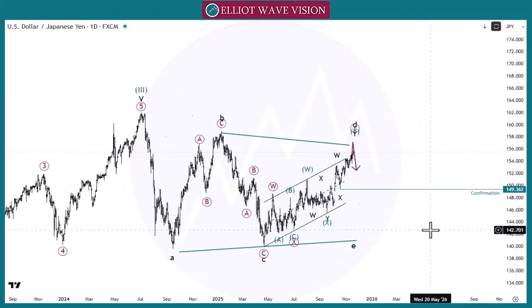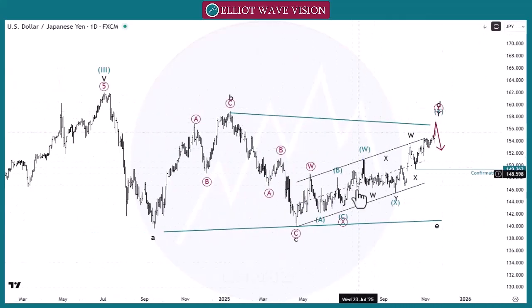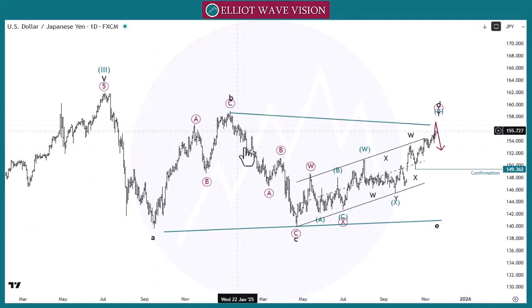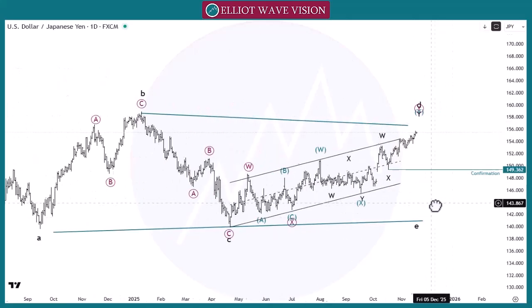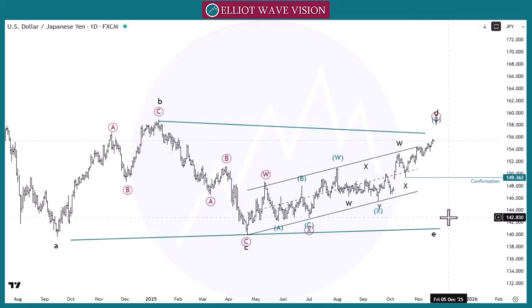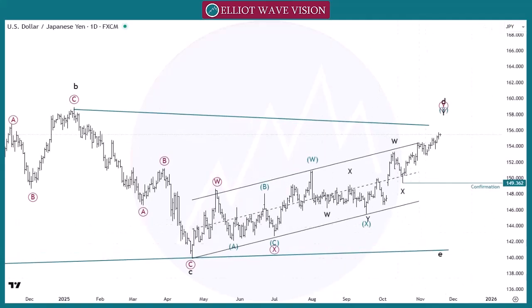In JPY, the correction goes sideways like wave A, B, C, D and E, and the market behaves like W, X and Y. So now the market is still in play as a correction. At this point we discussed in our previous video, at this point, 150.